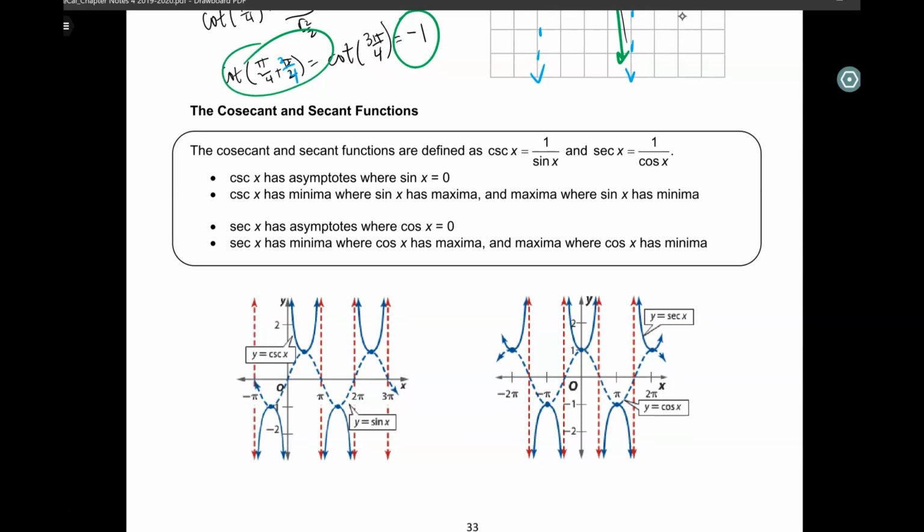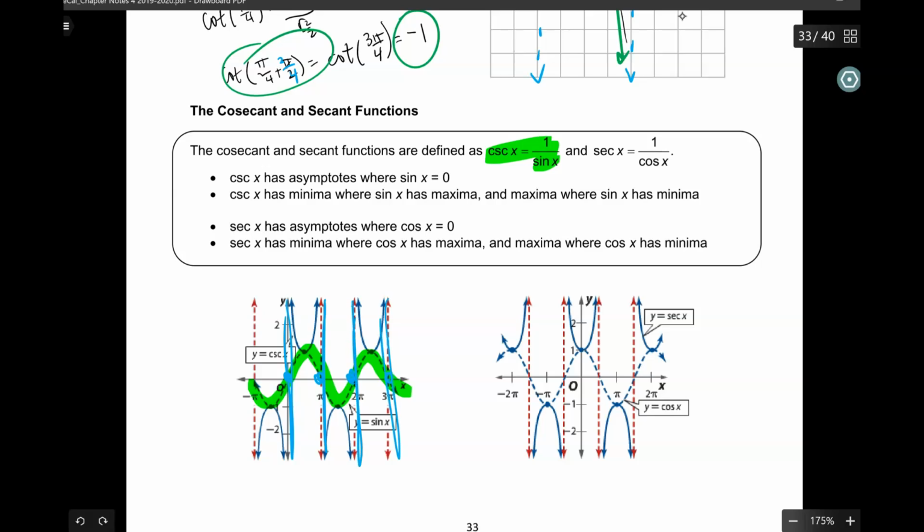Remember, cosecant is the reciprocal of sine, and secant is the reciprocal of cosine. So let's hit up this first one. So this is the graph of sine. Notice that we have points where sine is 0. Anywhere sine is 0 is where I have a vertical asymptote for my cosecant function. Because if sine of my angle is 0, the reciprocal, cosecant of my angle, is going to be 1 over 0, which is undefined. So anywhere sine is 0, cosecant has an asymptote.